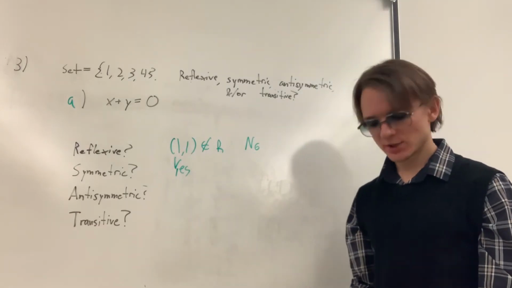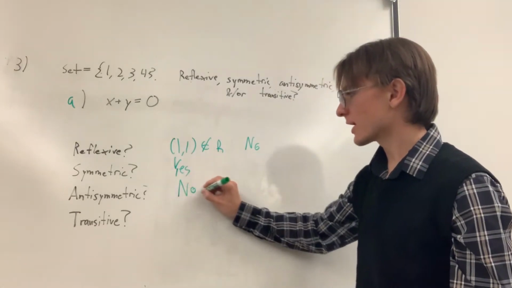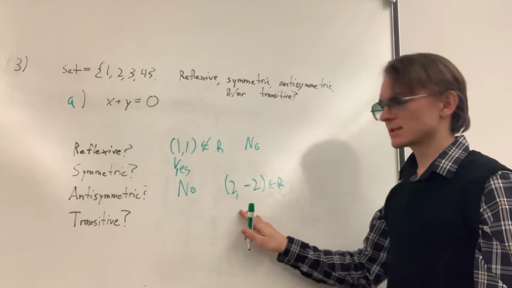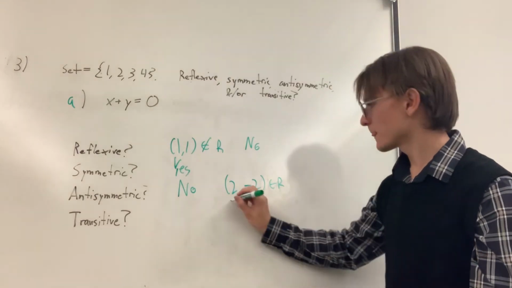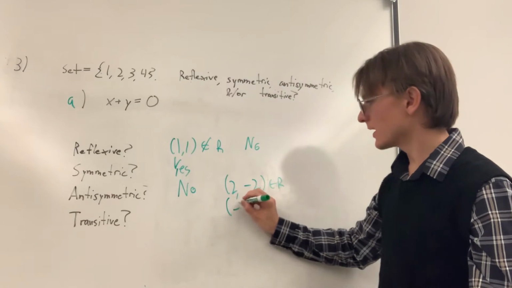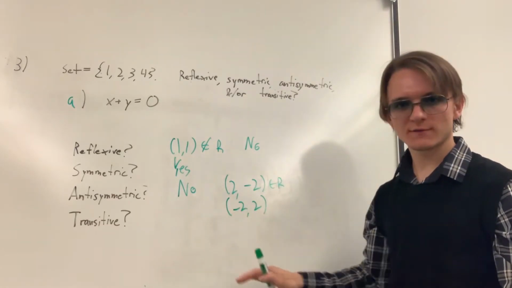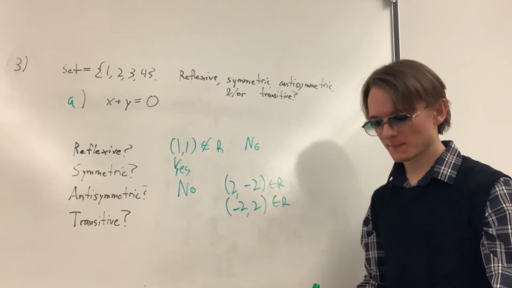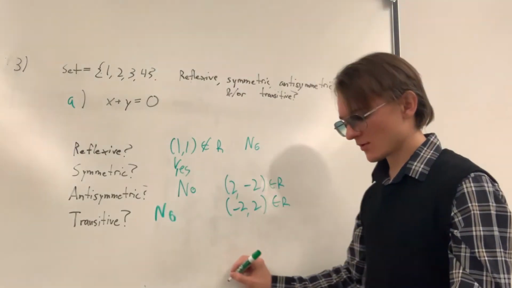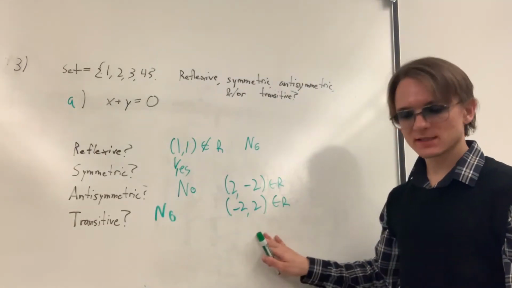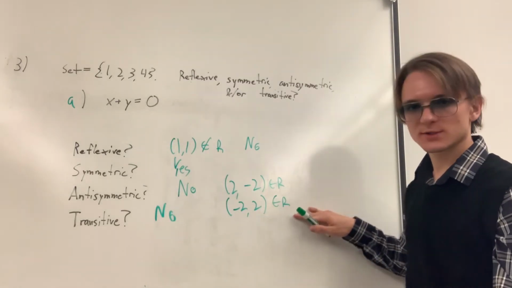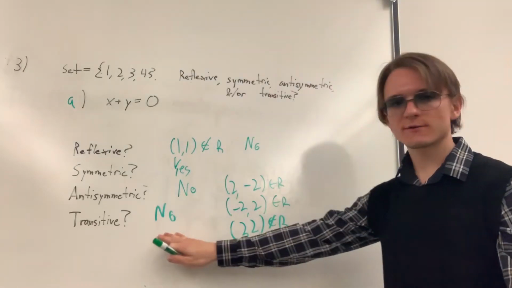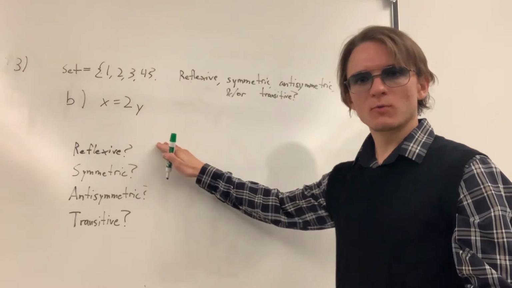Is it anti-symmetric? No. And we can give a counterexample. 2, -2 is in the relationship. That is to say, 2 plus -2 is equal to 0, but -2, 2, which is the reverse of that first pair, is also in the relationship. So there is some symmetry, therefore it's not anti-symmetric. And is it transitive? No as well. And we can use the same example here. This is in the relationship, this is also in the relationship, but 2, 2 is not in the relationship, therefore it's not transitive.